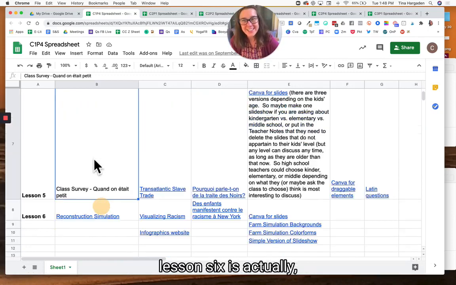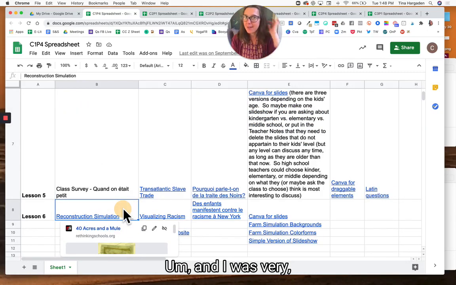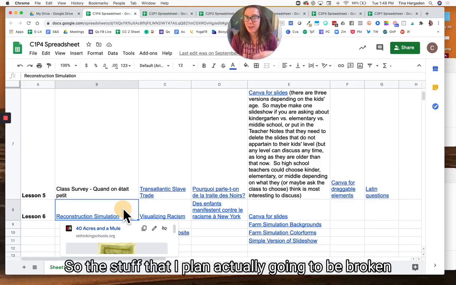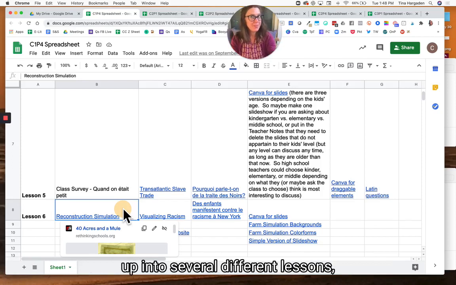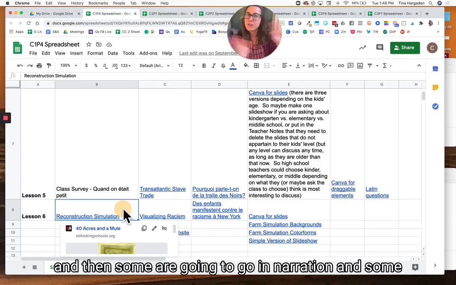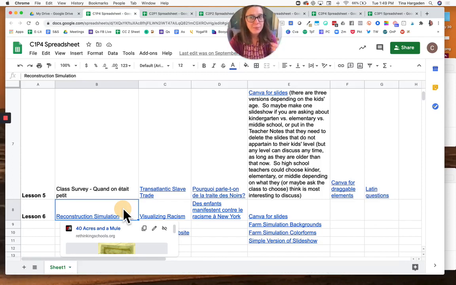And then this lesson, lesson 6, is actually been split into 2 lessons. And I was very excited about planning this lesson. So the stuff that I planned is going to be broken up into several different lessons, 2 for this cycle and phase, and then some are going to go in narration and some are going to go in information. So this is a topic that we'll keep returning to again and again.